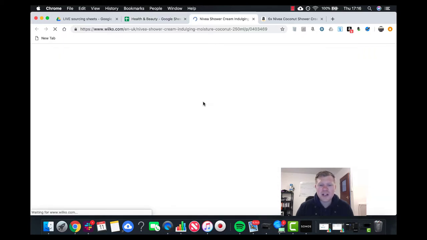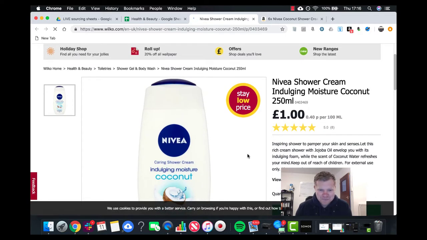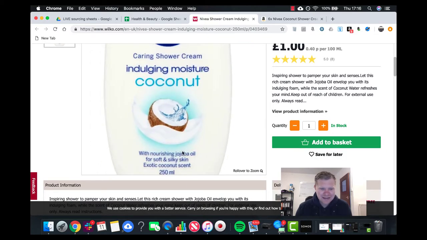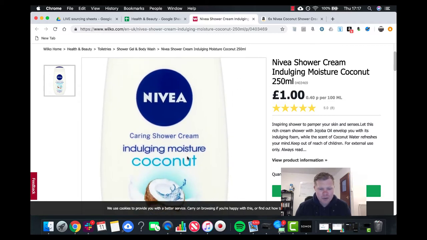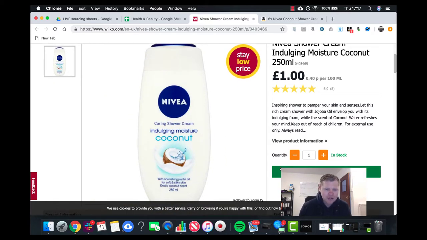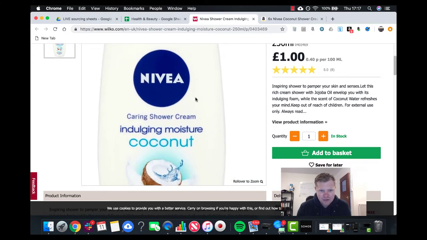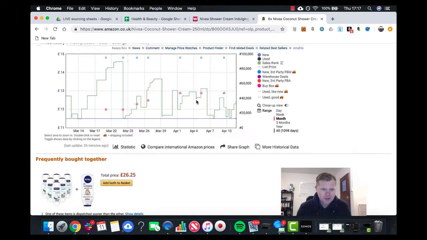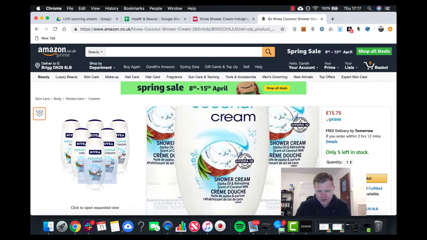I'm saying that and I haven't even checked it. Let's check it. Let's make sure it matches. No edits in this one. Okay, so it does say shower cream. The picture's definitely different, and I like the pictures to match because sometimes you can get bad feedback, if people just go off the pictures basically. But you can see it's still Nivea. It's Caring Shower Cream. Let's just check that again. Coconut cream, but it does say shower cream on there.